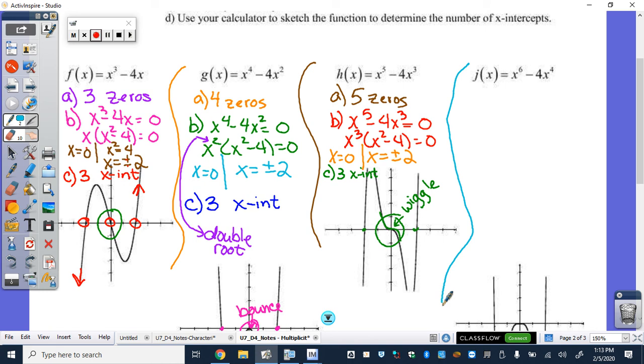All right, let's see what happens with this last one here. So j of x, how many zeros? 6 zeros. Go ahead, find them algebraically.